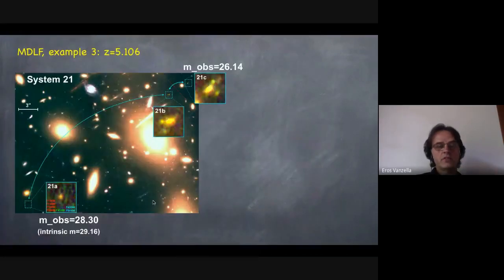And the third example is another one at redshift 5.1. Here is the image on the one side of the cluster. This is the less magnified image. The observed magnitude is 28.3, and the intrinsic one is 29.16. But on the other side, you have the magnified version, and you see that features emerge again. And here there are the three main features that are mirrored again with respect to the critical line.